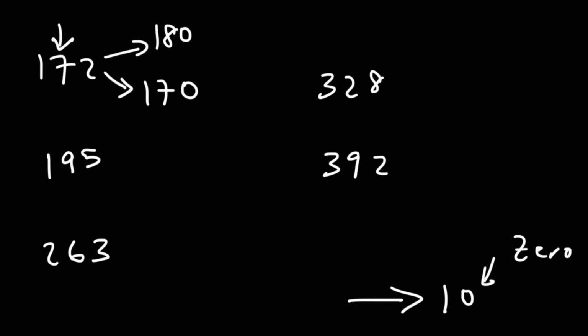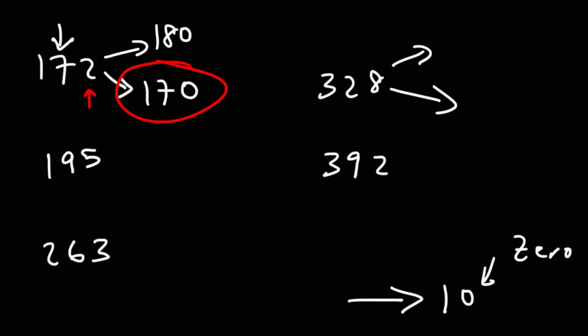So which one is it going to be? Well, we need to look at the last digit, the one to the right of the number that we want to round. It's a 2. 2 is less than 5, so we're going to round it to 170. Let's look at 328.